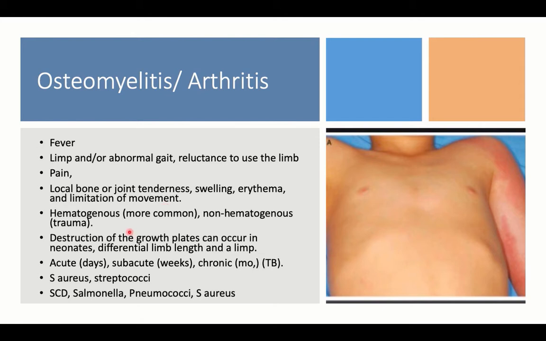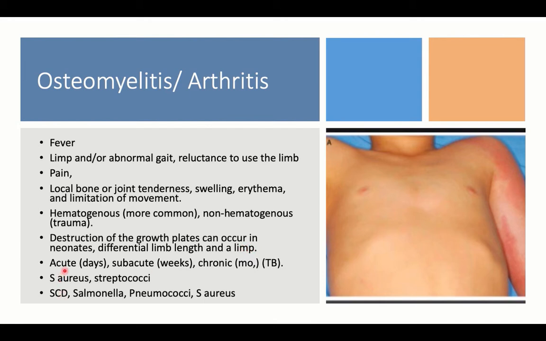Usually osteomyelitis and arthritis have a hematogenous spread source. This is more common, but sometimes non-hematogenous sources via trauma. Destruction of the growth plate can occur in neonates, and septic arthritis is not uncommon in neonates and can be complicated by destruction of the growth plates, ending by differential limb length and a limp later on.